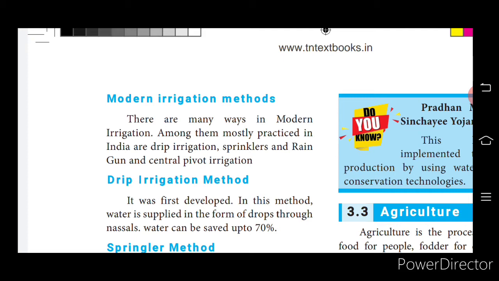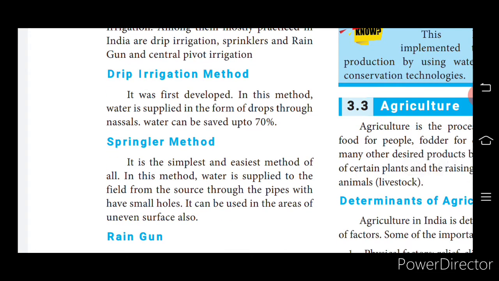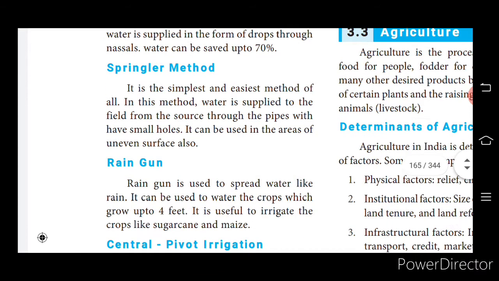Now coming to the drip irrigation method. In this method, water is supplied in the form of drops through nozzles. Water can be saved up to 70%. From the name itself you can understand that the water is coming drip by drip, drop by drop, to lessen and avoid the wastage of water. That is why the drip irrigation method has been followed.